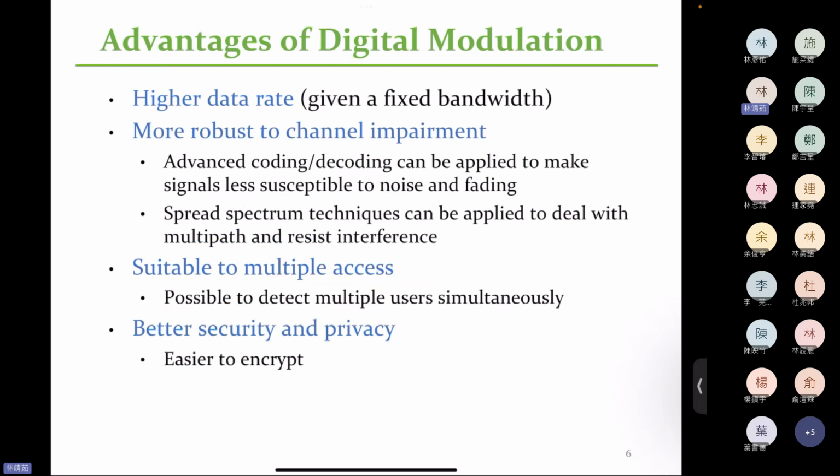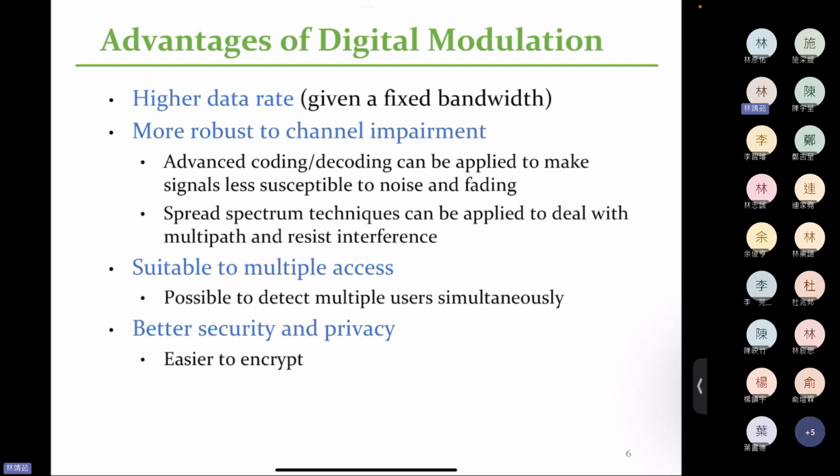So here is the slide telling you the advantages of digital modulation. Yeah, there are some benefits. Otherwise, we would just use analog modulation, because analog modulation is the older algorithm. So the newer algorithm is digital modulation.